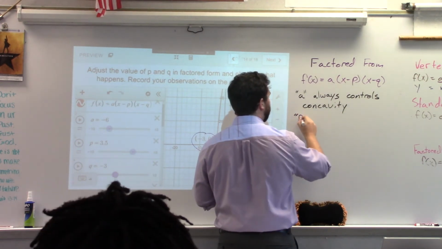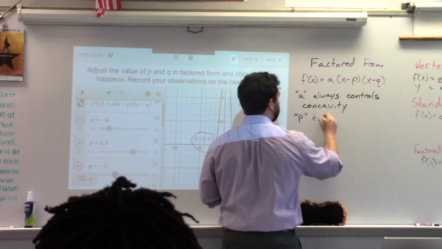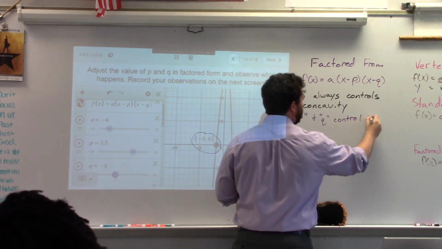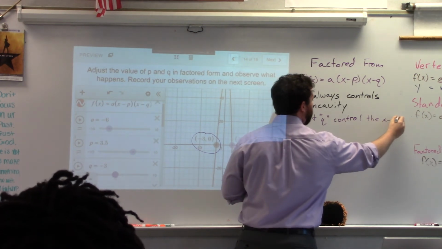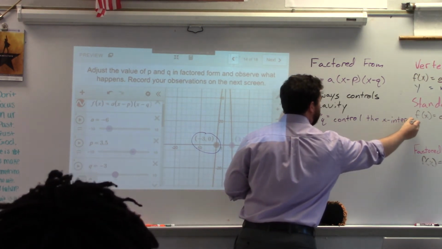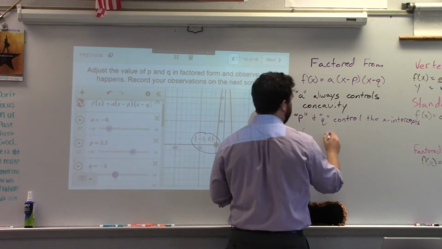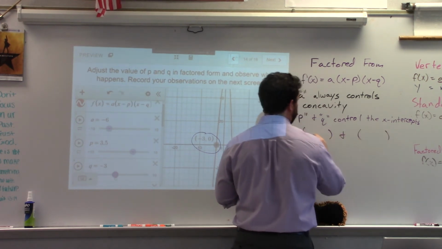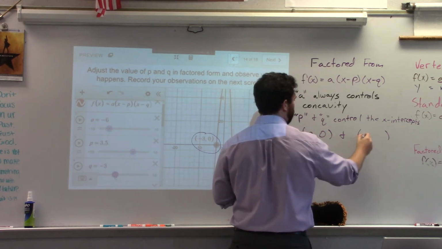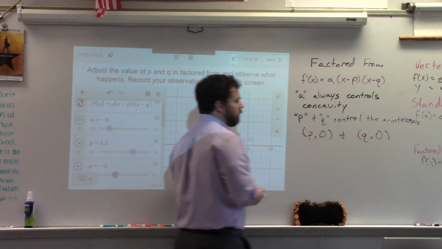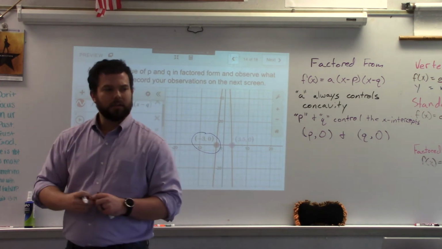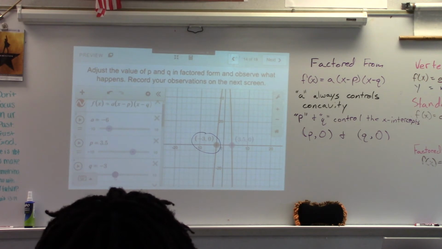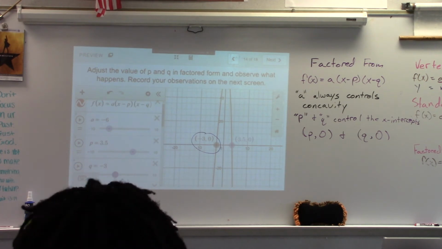X-intercept. P and Q control the X-intercepts. Specifically, we want to notice, how would we write those X-intercepts? P, 0, and Q, 0. Does anyone want to push back on that, or do we all agree that the X-intercepts would be P, 0 and Q, 0? Agree.